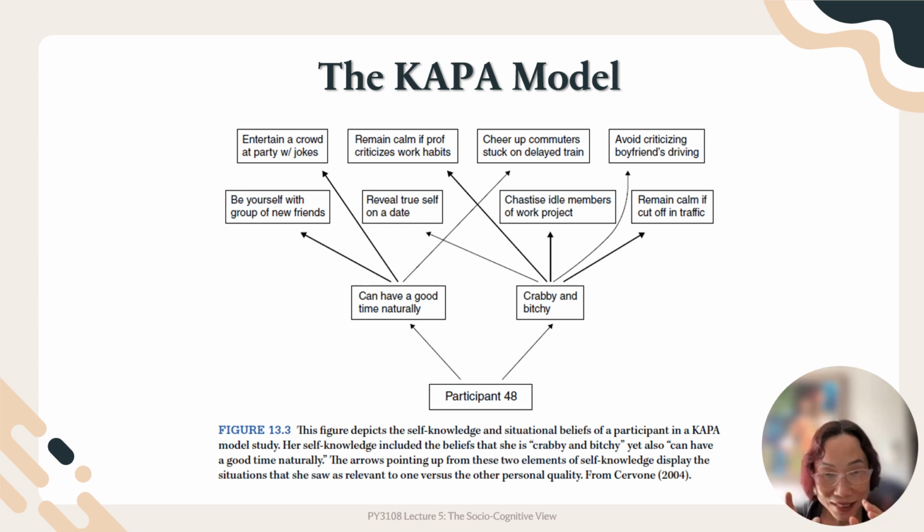Identify the self-schema, the self-knowledge, and then see in which situation this self-schema plays a dominant role, and in what situation another schema plays a dominant role in personality. So this is how schemas work in different situations. And of course, during the situation with the schema, the appraisal process is working as well. This is the way the KAPA model works.